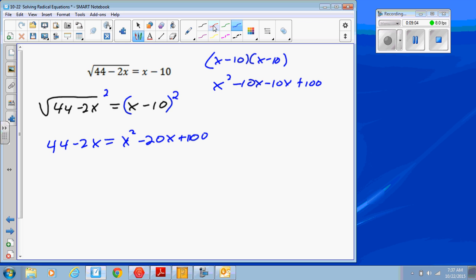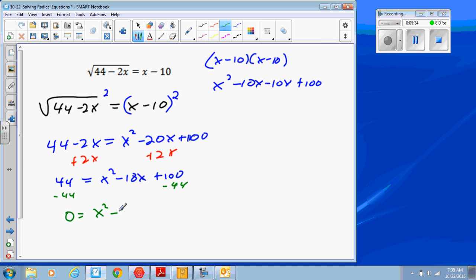So now when I factor this out, I've got to set this equal to 0. So I'm going to go through the steps and add 2x to both sides. I have 44 equals x squared minus 18x plus 100. And now I want to get rid of the 44, so I'm going to subtract 44. I have to get the whole thing to equal 0. When you have a quadratic, which is an x squared term, you want to set it all equal to 0. So 0 equals x squared minus 18x minus 56.